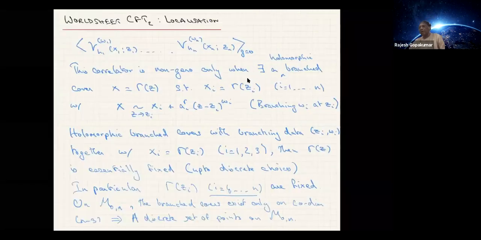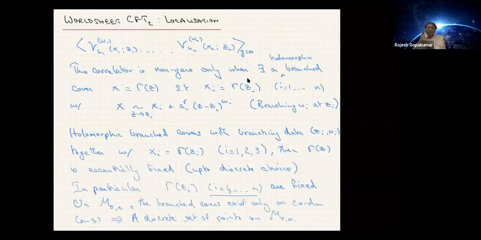But they are all encoded in this branch cover. The branch cover essentially encodes all the data. There's nothing more, and on both sides, it's the same set of data.